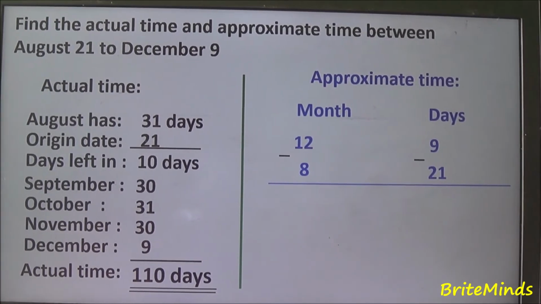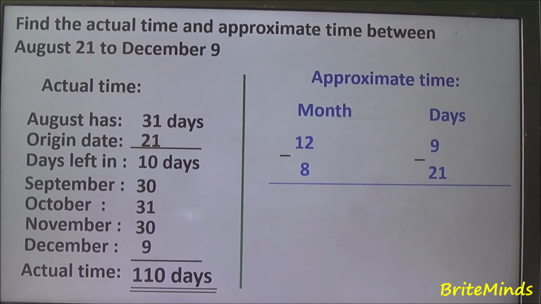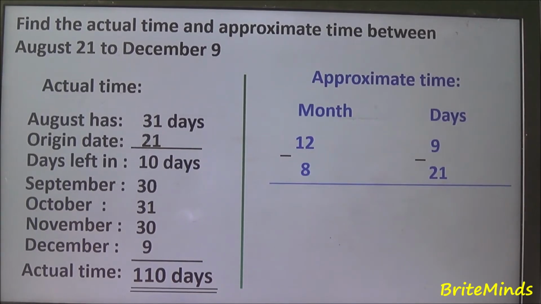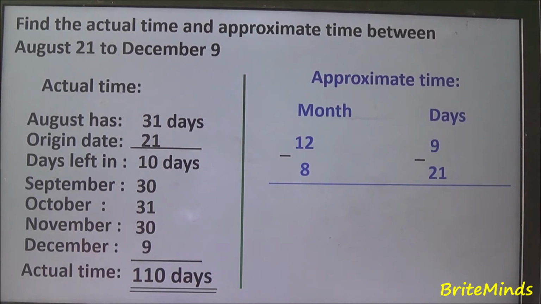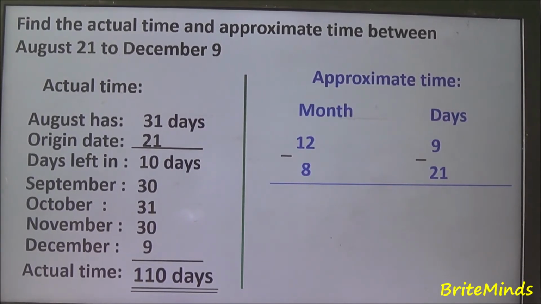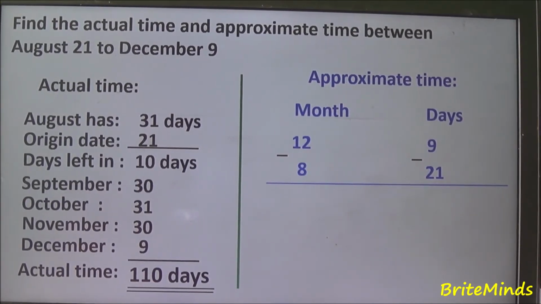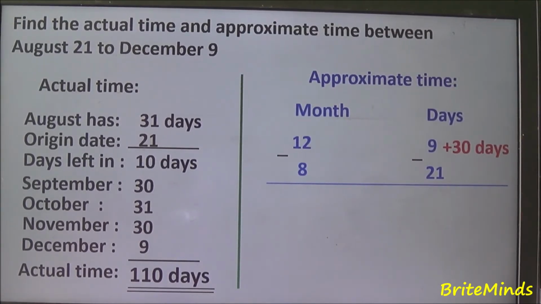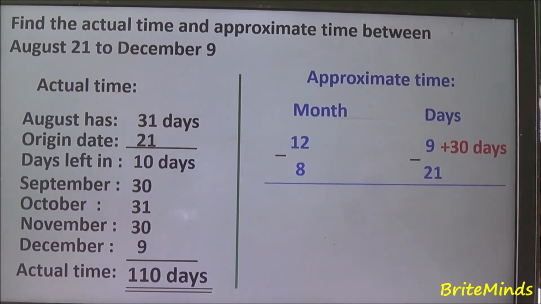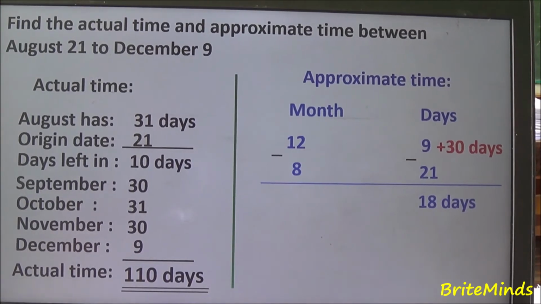Okay, and then we start first with the days. Since we cannot subtract 21 from 9, we need to borrow 30 days. Remember, for approximate time, there are 30 days in 1 month. So we need to borrow 30 days from December and add them to the 9 days. So we now have 39 days less 21 days, so we have 18 days.